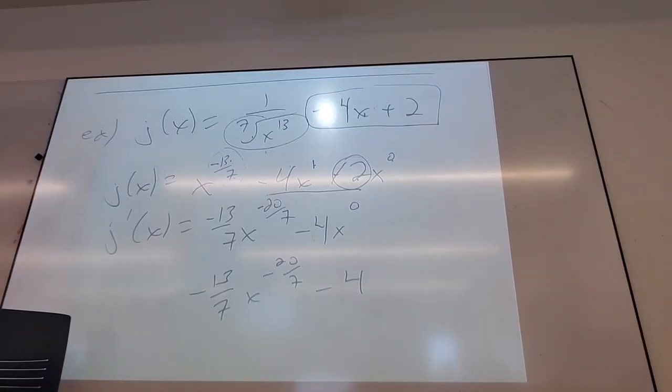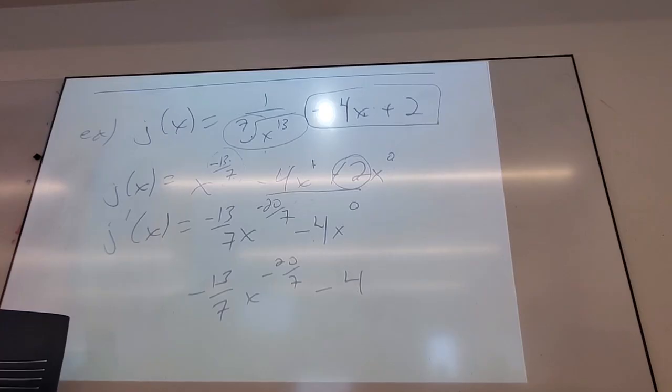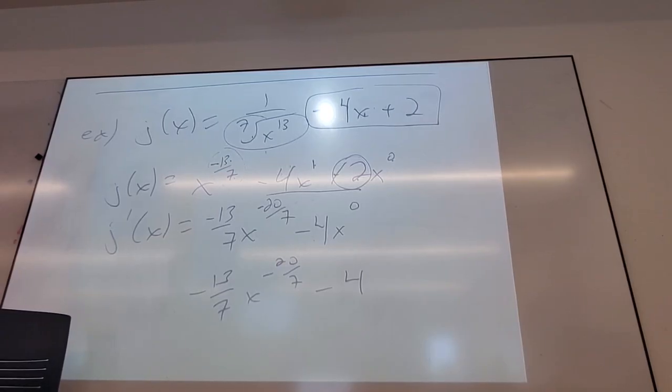So if I ask you, well, this is not the best function to ask you. Well, sure. If I ask you, what's the output for j if x is 1? Where would you plug 1? In every x. But there's a lot of x's up there. What does this function tell me?